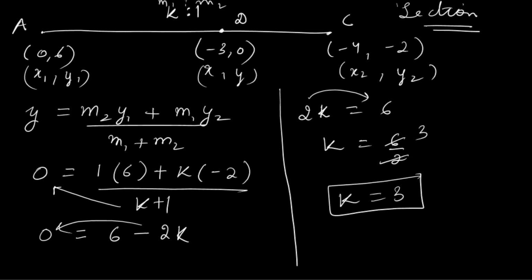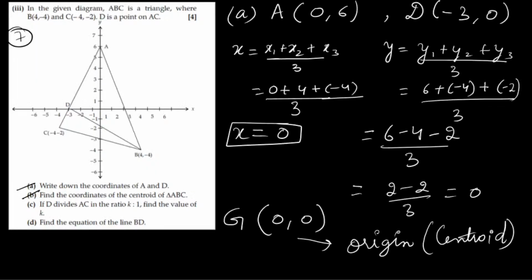The question was to find the value of K, so K is equal to 3. The correct answer was found by many of you, and the ratio will be 3:1, but K's value is equal to 3.